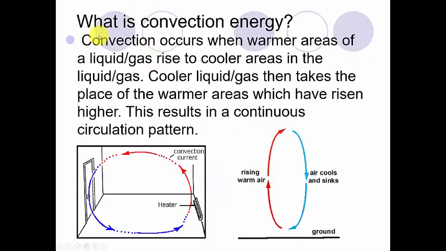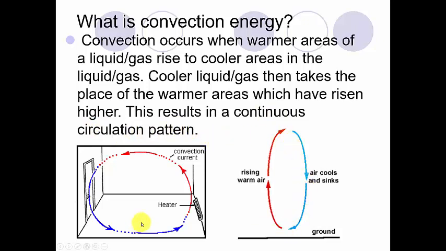Now we're going to the third method of heat transfer, which is convection. Convection occurs when the warmer areas of a liquid or gas rise. The warmer areas, which are usually on the bottom, rise to cooler areas in the liquid or gas. So they're all in one area, either a liquid or a gas. Cooler liquids or gas then take the place of the warmer areas, which have risen higher. The result is a continuous circulation pattern.